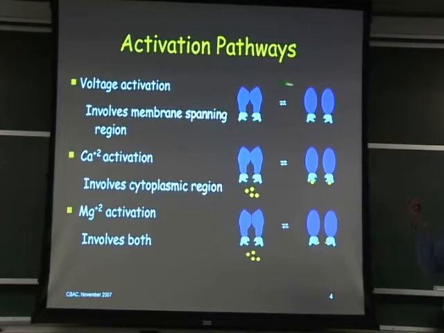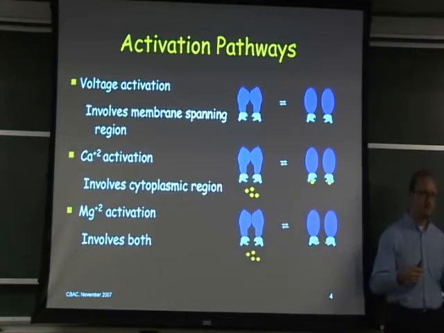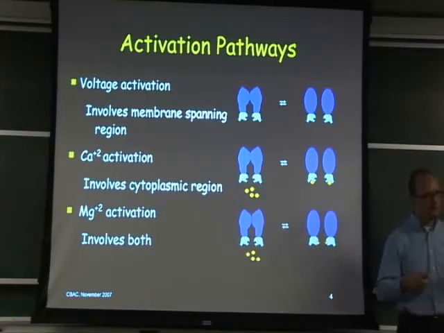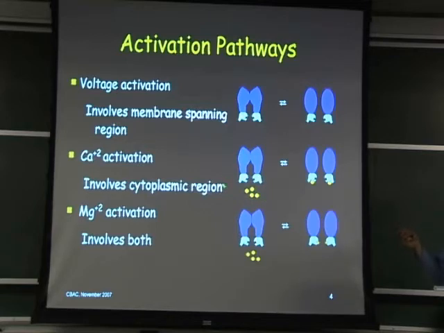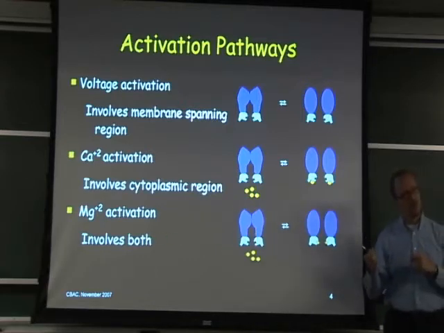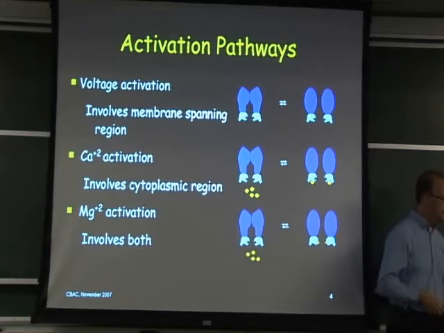But the voltage activation appears to be largely due to the traditional voltage sensors, S2, 3, and 4, in the membrane spanning region. Calcium activation, as we're going to talk a lot about today, involves primarily the cytoplasmic region, as far as you can see. And magnesium activation has been shown to involve both a membrane spanning domain as well as the cytoplasm.